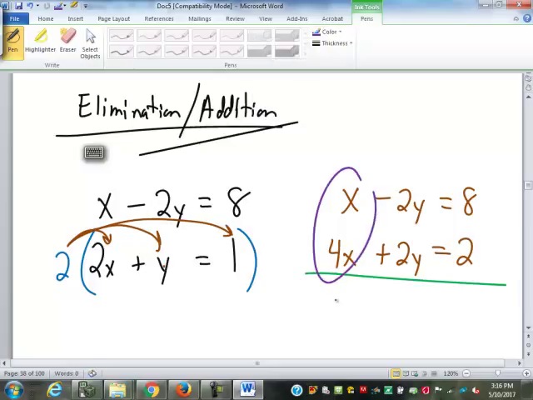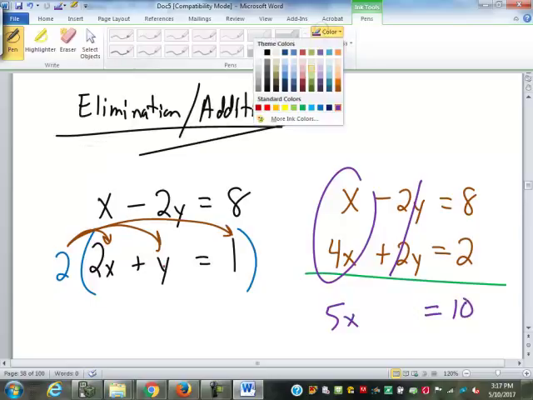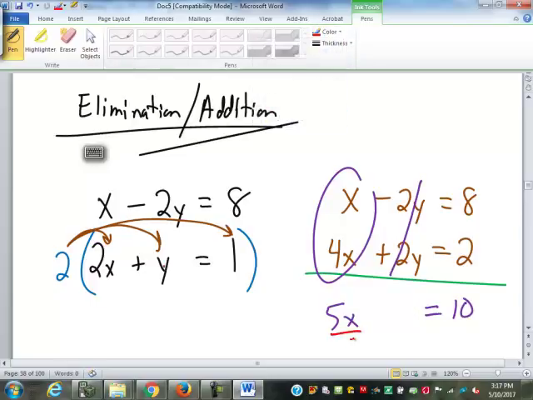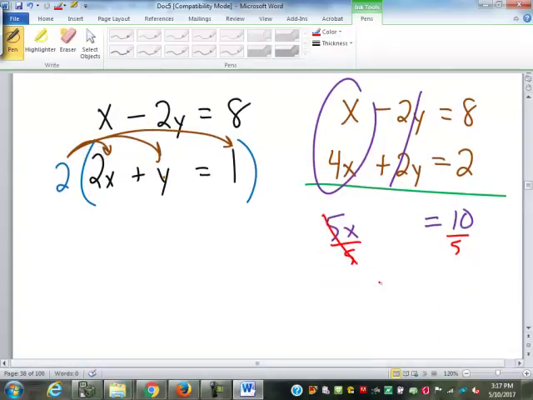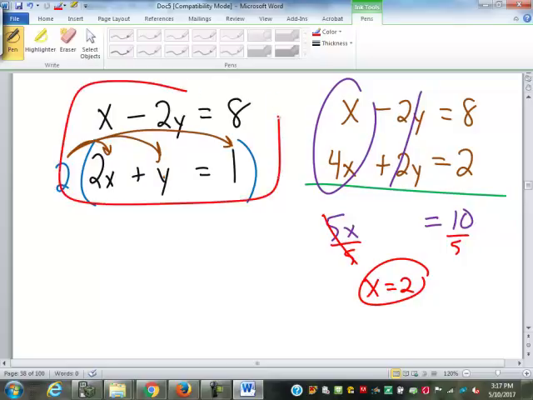x plus 4x is 5x, good. The y terms cancel out. Equals 8 plus 2 is 10. Then what? We divide by 5. Gives us x equals 2. Wonderful. What do we have to do with that? Put that back into one of the original equations. Perfect. We have to go back to one of these original equations to find y now.